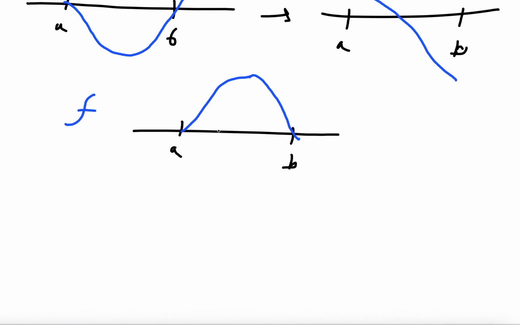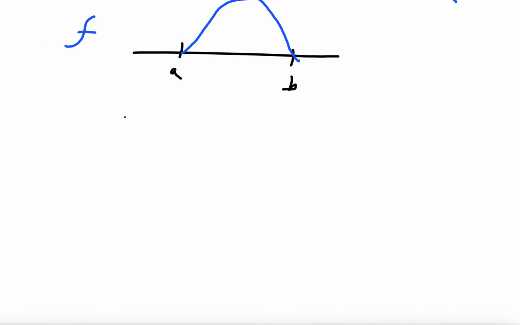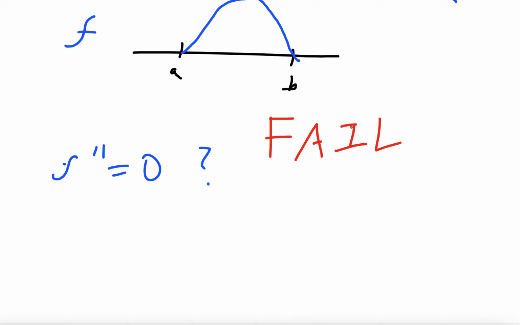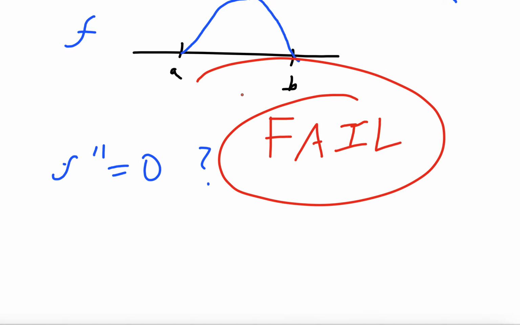We're going to go into this a little bit later in the next video. What happens, however, if f double prime is equal to 0? Well, the concavity test will fail, and we can't really say anything about the concavity of the function.